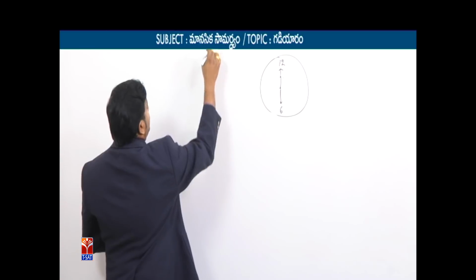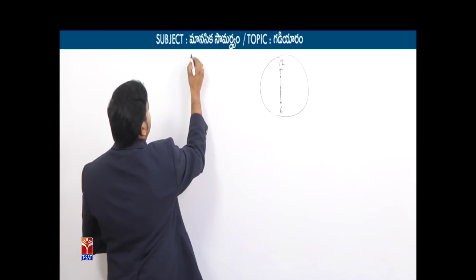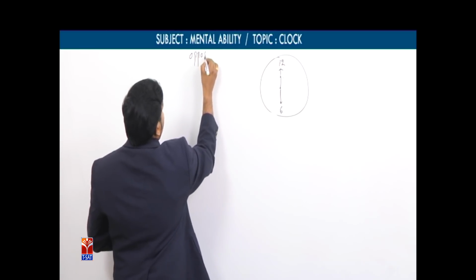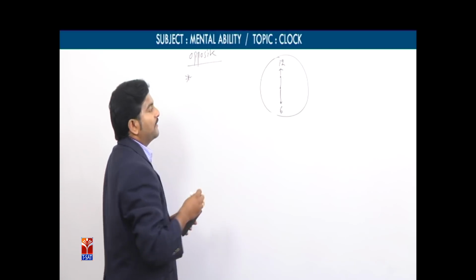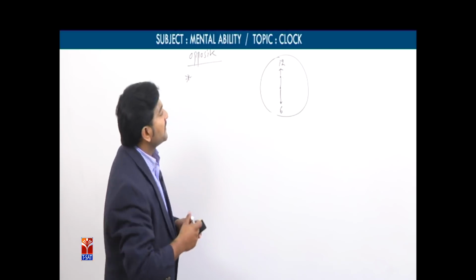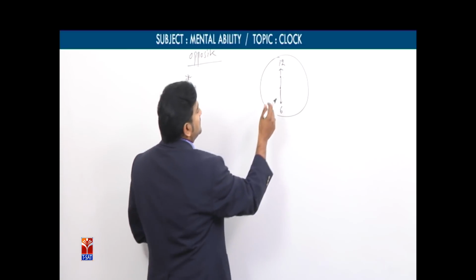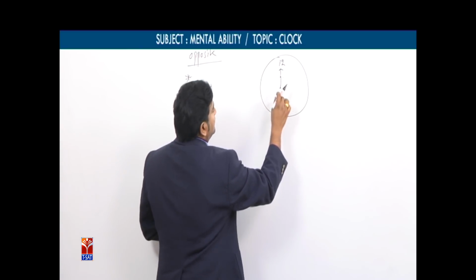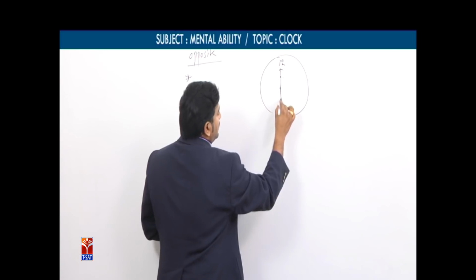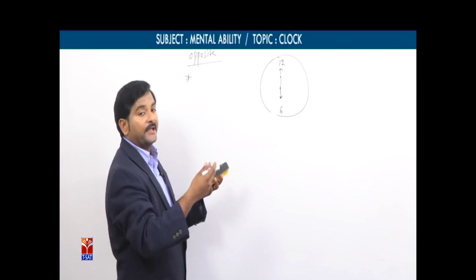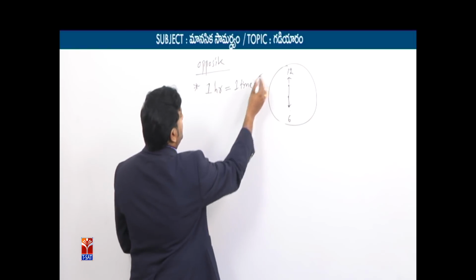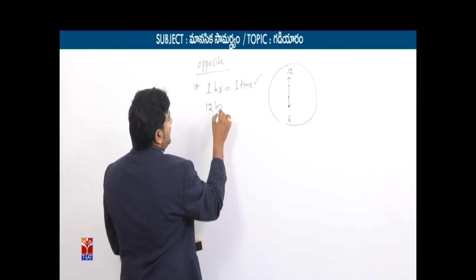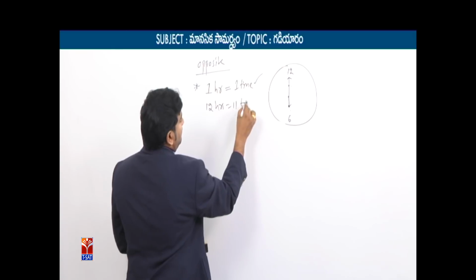Now in this opposite concept, we have 3 following conditions. The first condition: let's say the time is exactly 6 o'clock. By taking 6 only we will discuss. Every 1 hour, the two hands are opposite only one time. But for 12 hours it could be only 11 times.